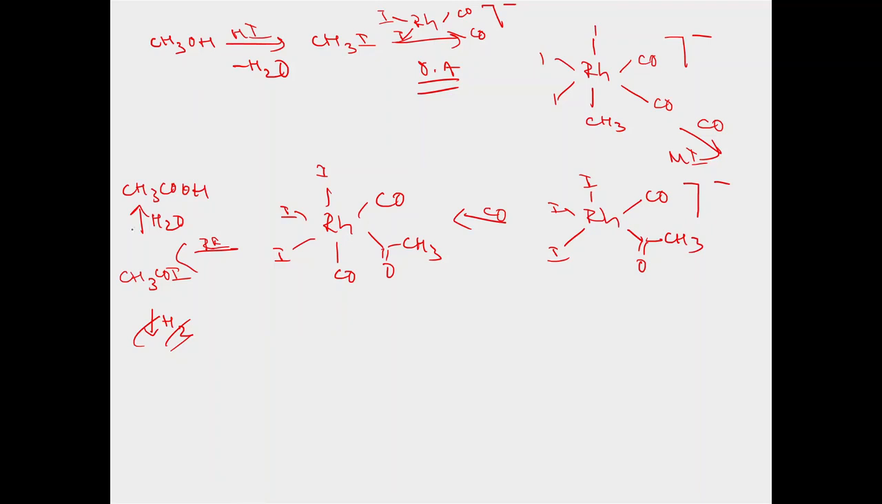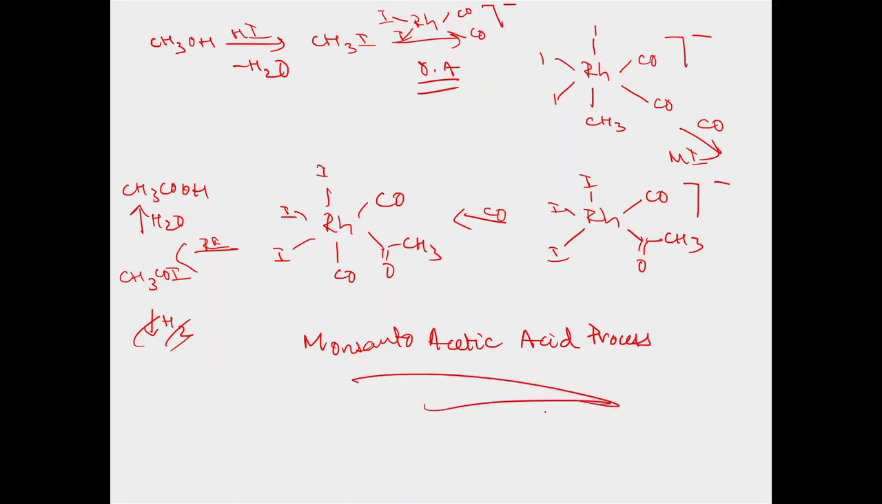So this is the whole Monsanto acetic acid process. I too forgot about this thing. So this was actually a direct question from this process, and this is a well-known way to synthesize acetic acid from methanol. So the release of CH3COI is more prone, because this is used as an industrial process for synthesizing acetic acid.